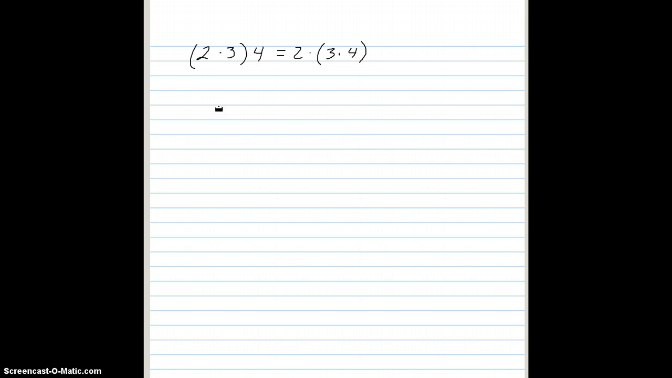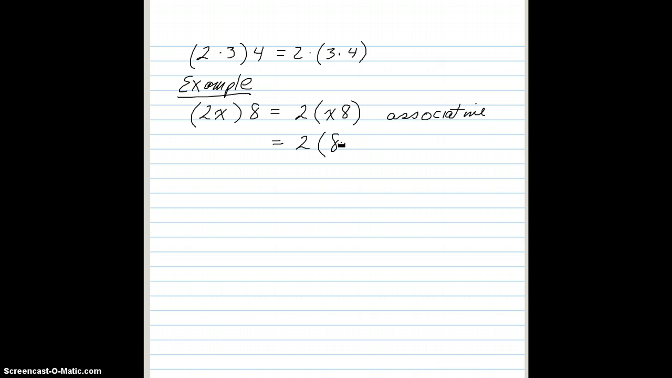So let me do an example of these two ideas together. 2x times 8. Now I know I can use the associative rule, move the 2 outside and group the x times 8. So this is the associative property. But remember, we don't write x times 8. We prefer to write 8 times x. And that was the commutative.